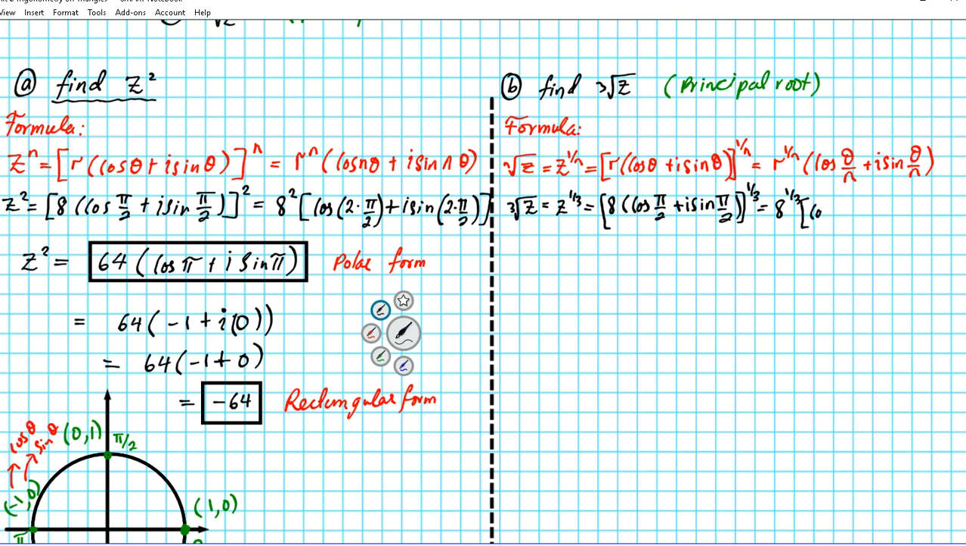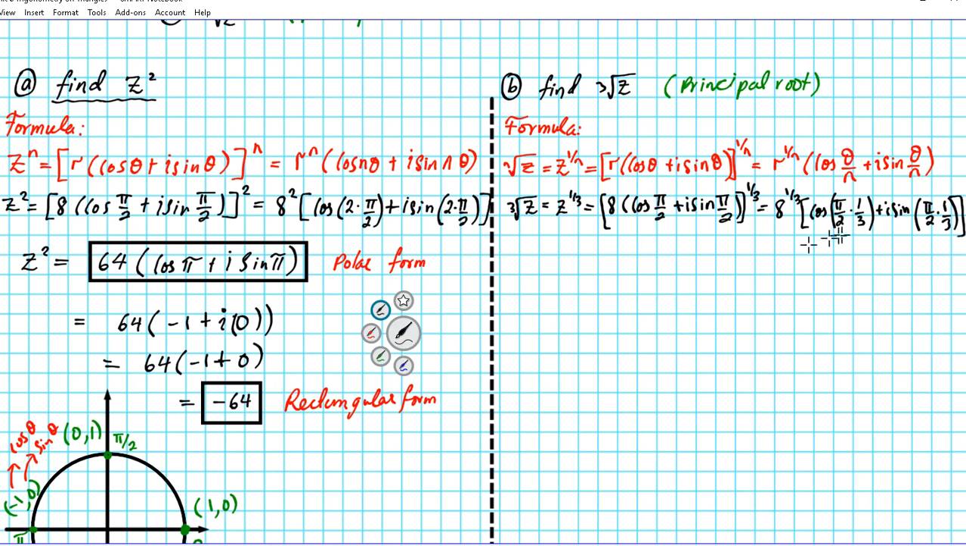Cosine. We had cosine of pi over 2, right? So it's now going to be cosine of pi over 2 times 1/3. Multiplying by the reciprocal is the same thing as dividing by the number. So if we divide pi over 2 by 3, it's the same thing as multiplying by the reciprocal. So you have that plus i sine of pi over 2 times 1/3.